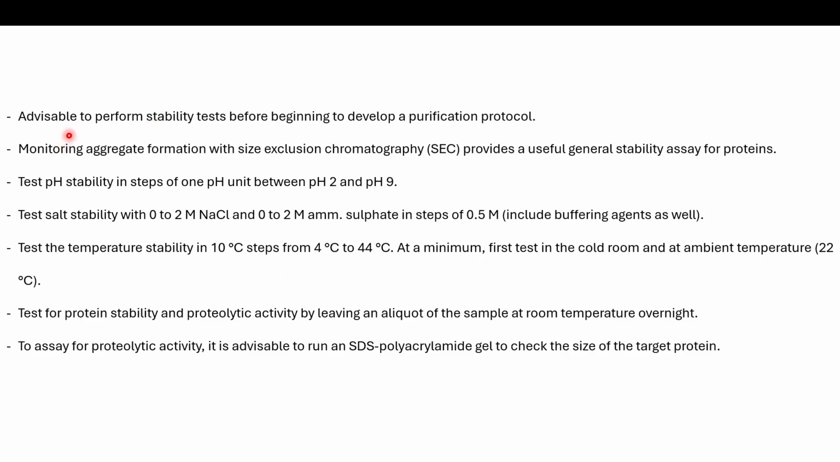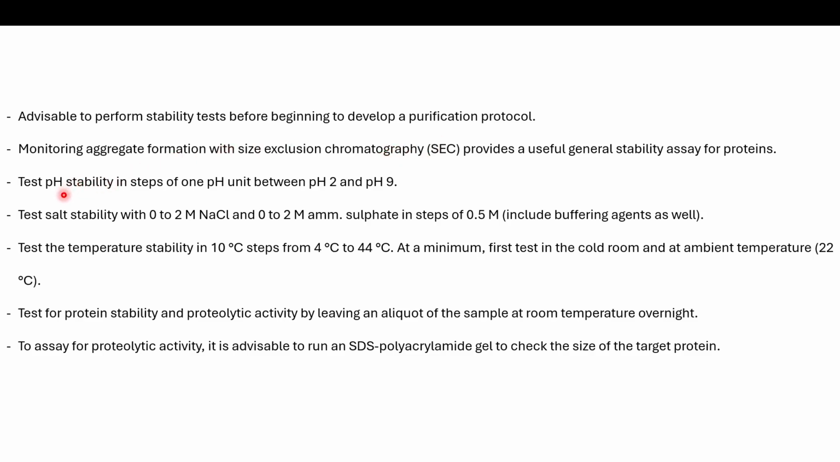So it's usually advisable to perform stability tests, what we were talking about, before beginning to develop a purification protocol. Whether the protein or your product of interest that you wish to isolate or purify is prone to aggregate formation can be checked using different kinds of chromatography techniques, mainly size exclusion chromatography, to assess the aggregate formation tendency of the protein or the molecule in question. We will look at SEC in great detail in a later tutorial.